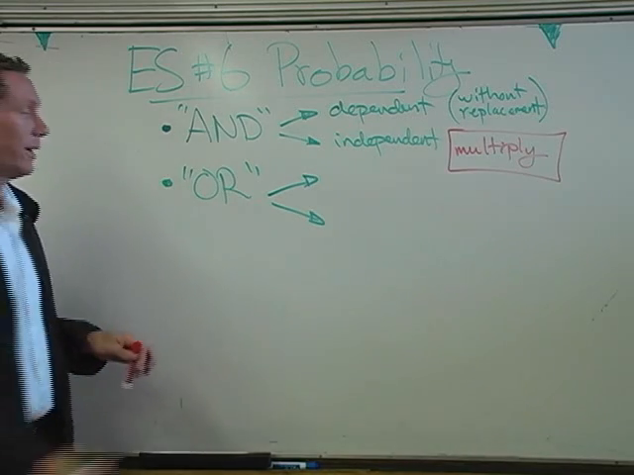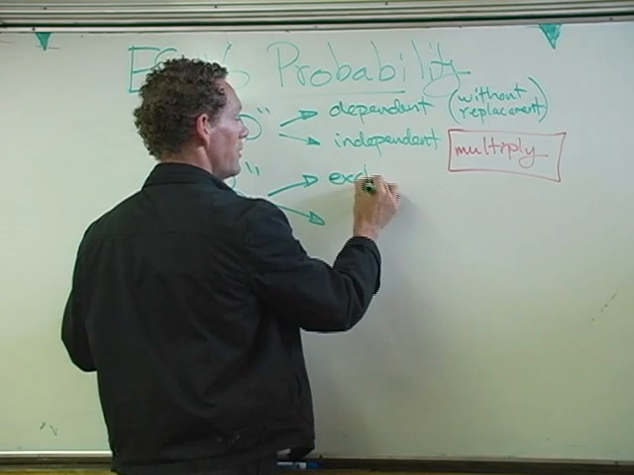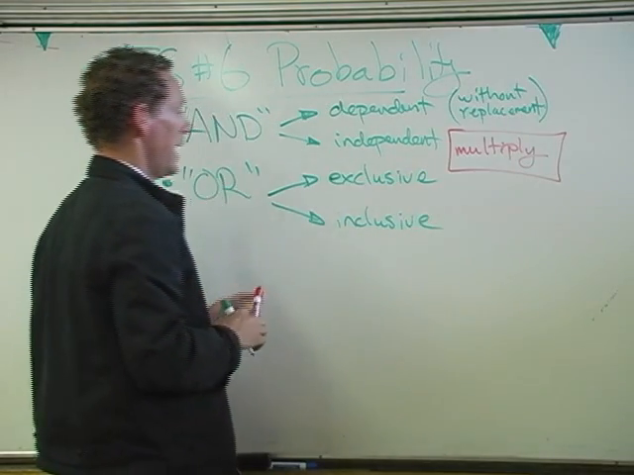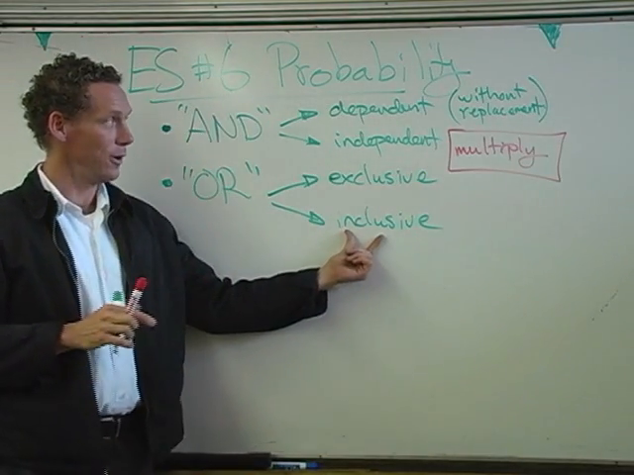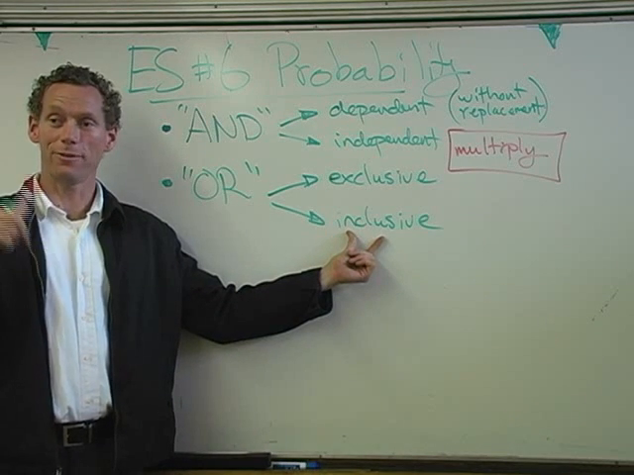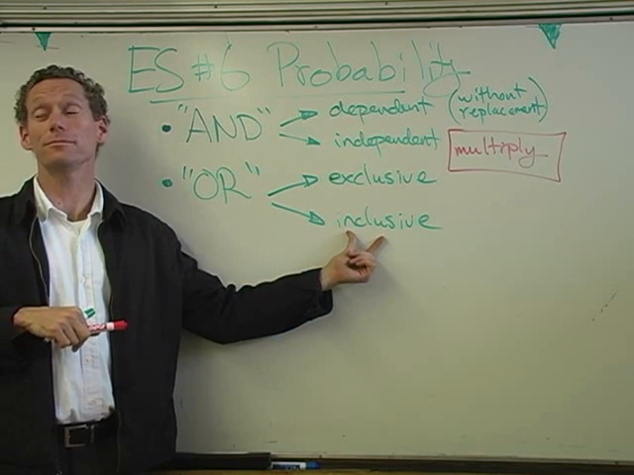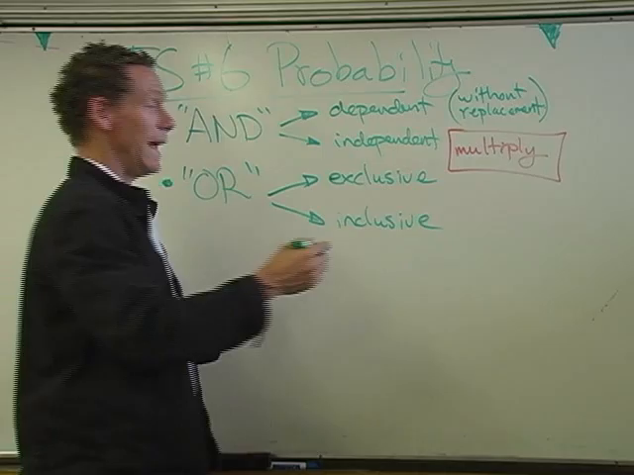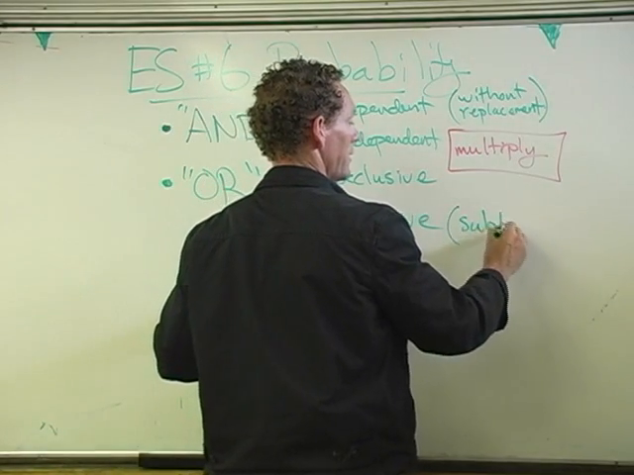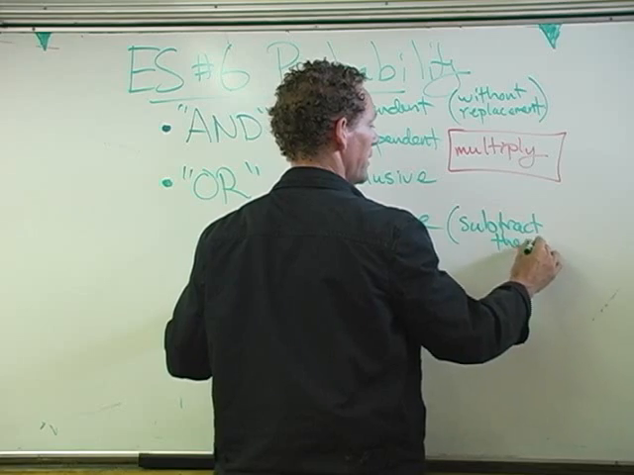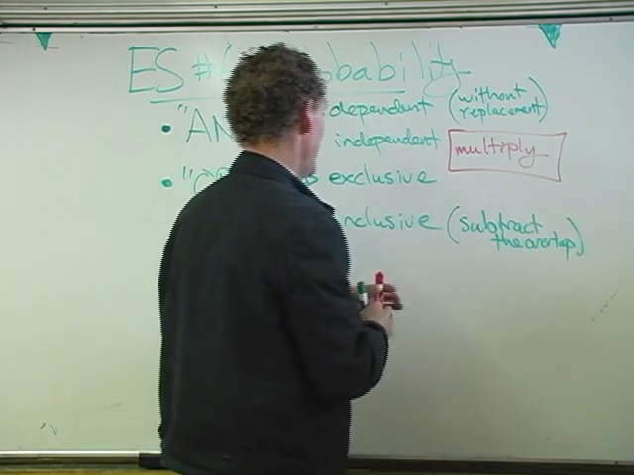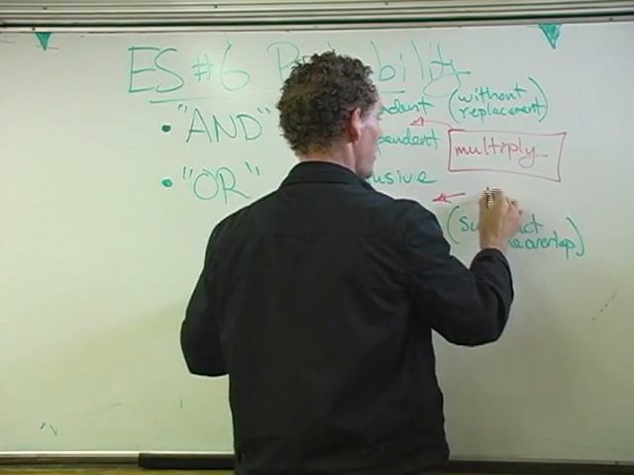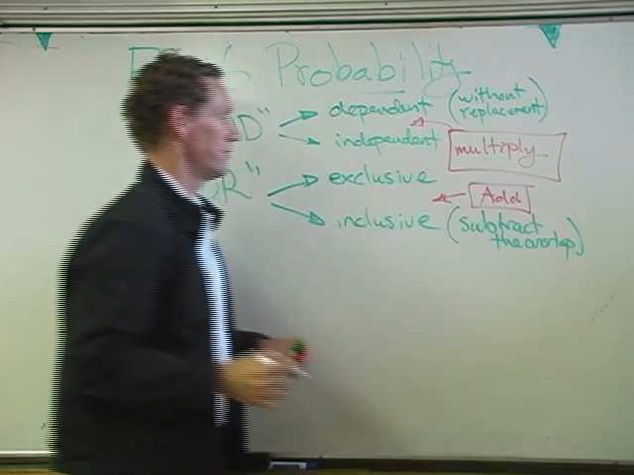What were the two distinctions within the OR type probability? Exclusive and inclusive. Great. So mutually exclusive or inclusive. All right. And for the inclusive probabilities, what did we have to remember to do? Subtract the overlap. Okay. And for the OR type probabilities, we are going to add.